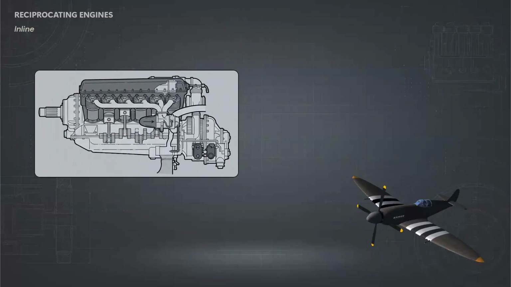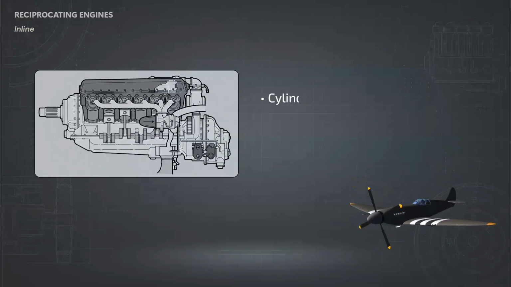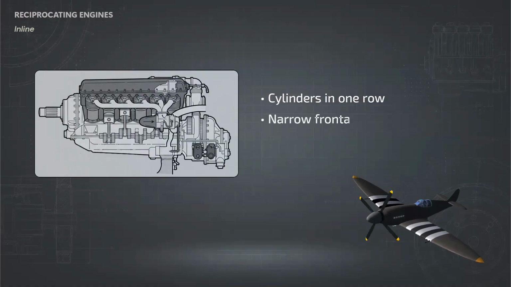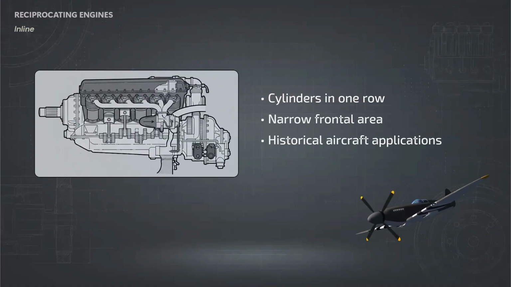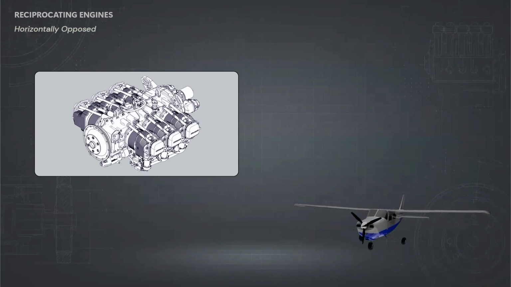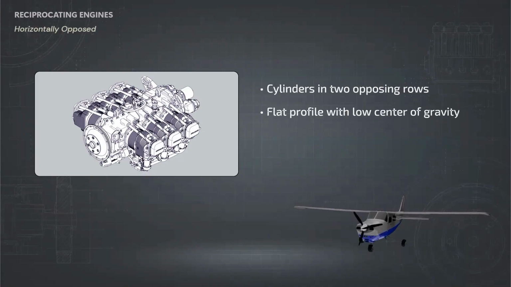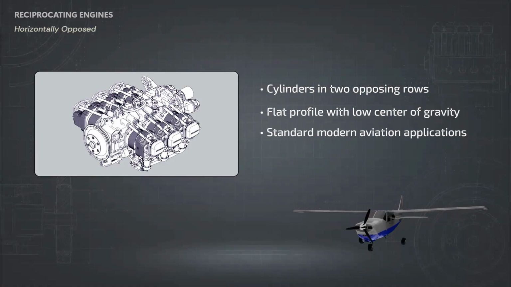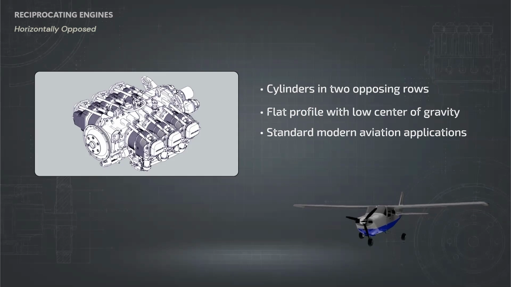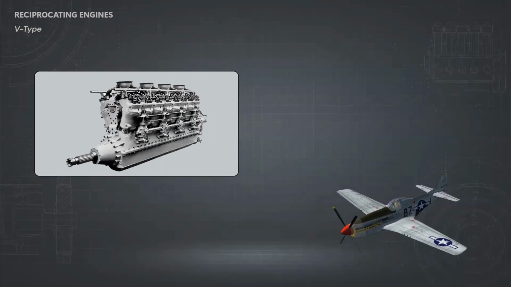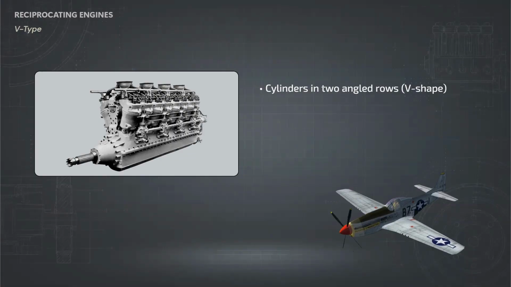In an inline engine, the cylinders are arranged in a single row. This arrangement can provide a relatively narrow engine profile, although it can result in a long engine depending on the number of cylinders. The horizontally opposed engine places cylinders on opposite sides of the crankshaft. This arrangement is particularly important in modern light aircraft because it provides a compact engine with good balance and a relatively low profile. In a V-type engine, the cylinders are arranged in two banks forming a V.